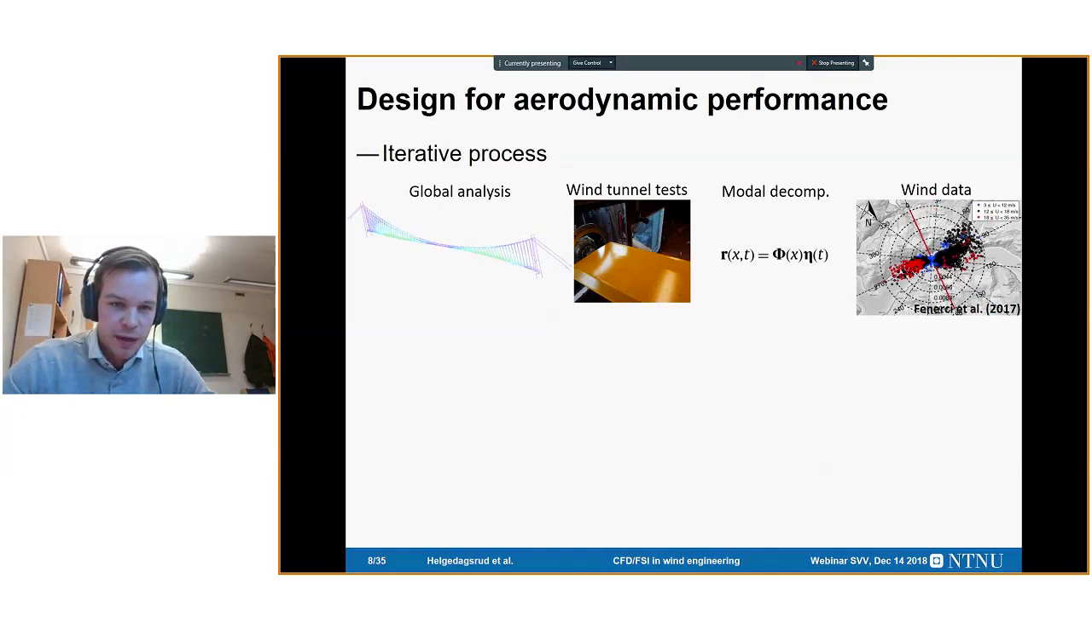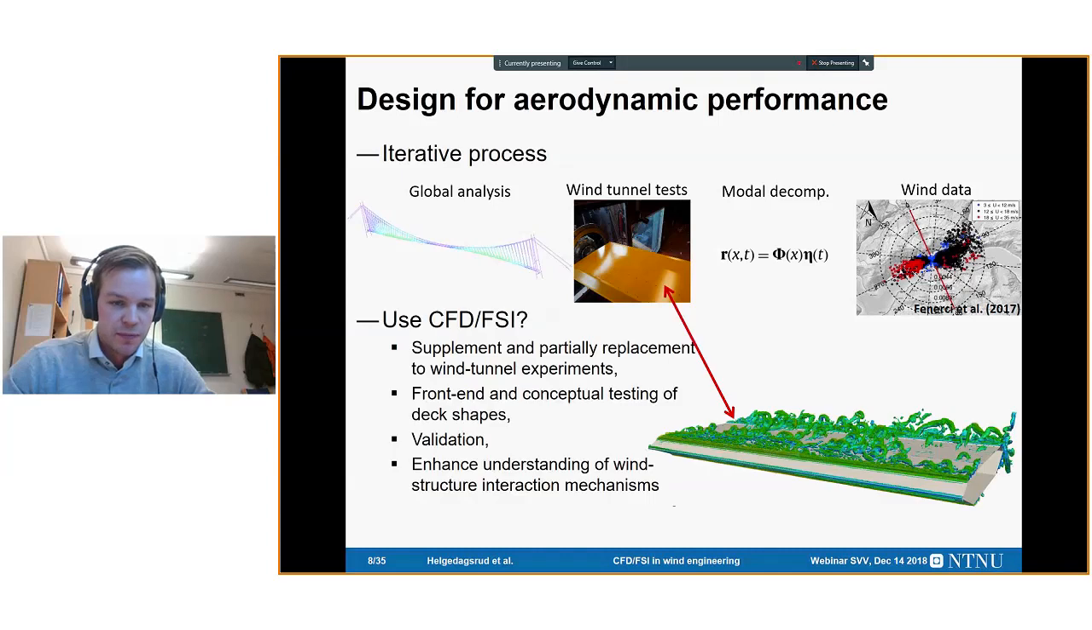And in this pipeline, we are studying if we can use CFD, FSI as a complement to this wind tunnel task. And yeah, we can, for example, partially replace some of the tests or supplement them. We can do some feed studies before we actually craft the model and go to the laboratory. We can do some validations.